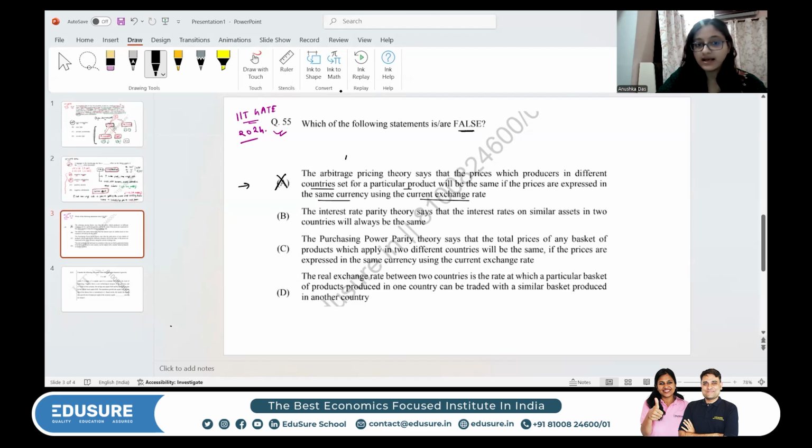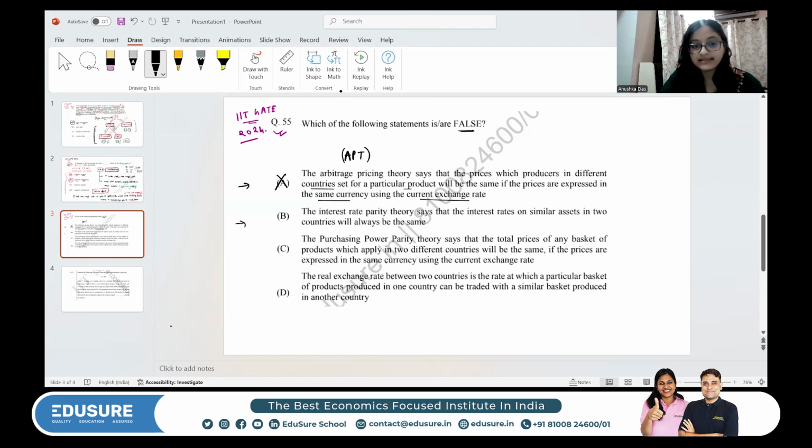Why is this so? Arbitrage pricing theory, what you call APT in short, deals with pricing of financial assets, and it's based on the principle of risk minimization. It's not solely dependent on the prices of the goods. This theory is dependent on the principle of risk minimization and not on the pricing of goods and services. So this option is incorrect.